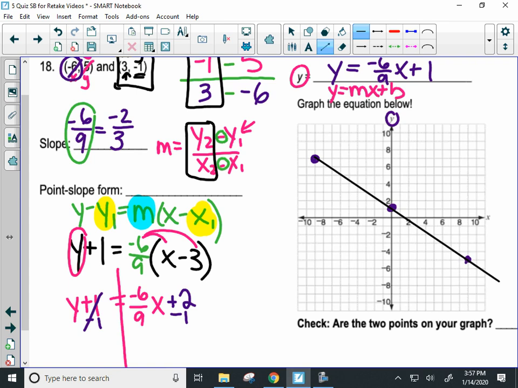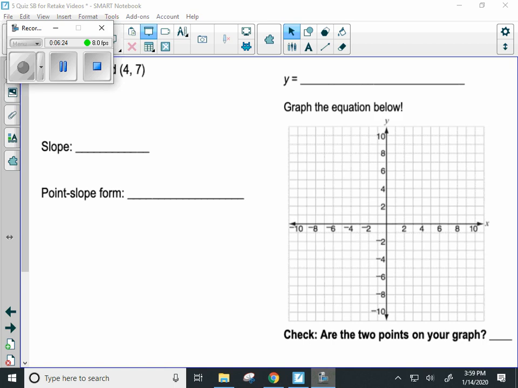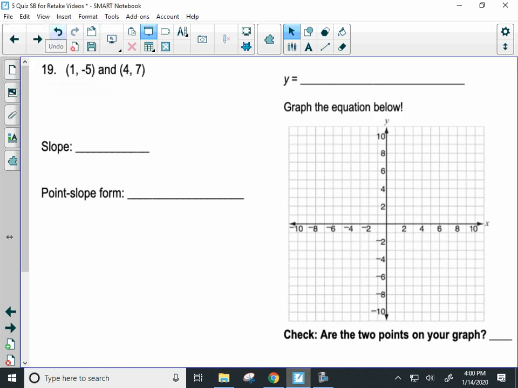Now it says the checking is not part of the grade, but I want you to check your work if you can. Does negative 6, 5 appear to be on your graph? It does. You can use Desmos for this too, guys. 3, negative 1 is right here. That's also on my graph. So I know I did it right. All right, one more problem. All right, last problem. Same thing as number 18.